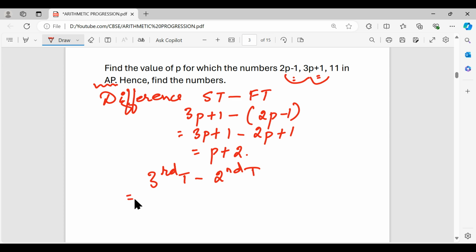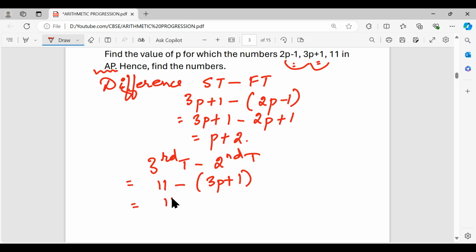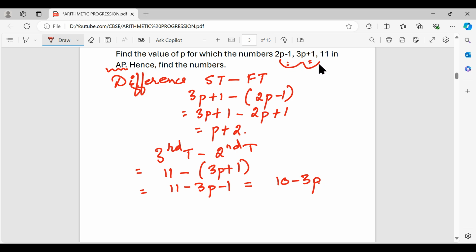Okay, now the third term is 11 minus the second term, 3p plus 1. We can write this as 11 minus 3p minus 1, which is nothing but 10 minus 3p. Now you see here, it's already mentioned this sequence is in AP. It means when they are in AP, the common difference is the same. It means p plus 2 will be equal to 10 minus 3p, right?